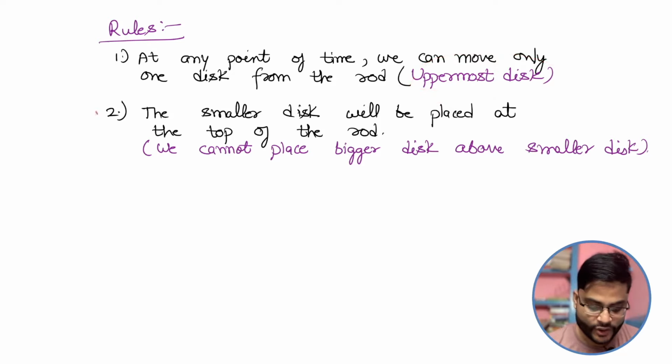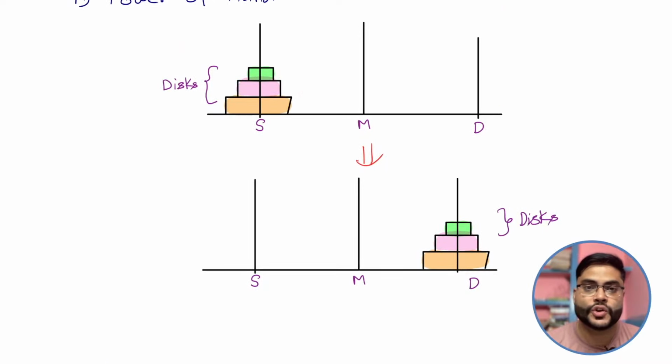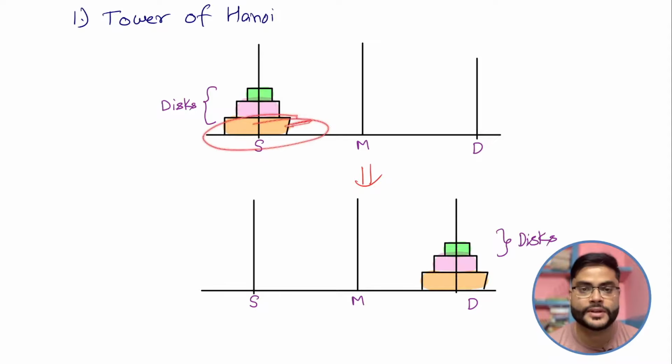Okay, the second rule says that a smaller disk will be placed on top of a larger one on the rod. So this is my smallest disk and it will be placed at the top of the rod. Then after that my second smallest, then after that my third smallest. So my largest disk will be at the bottom.